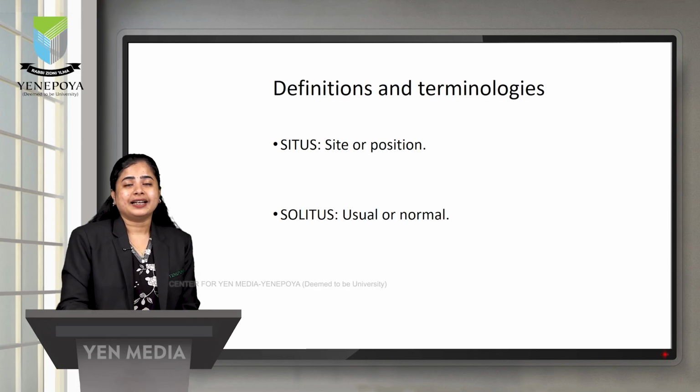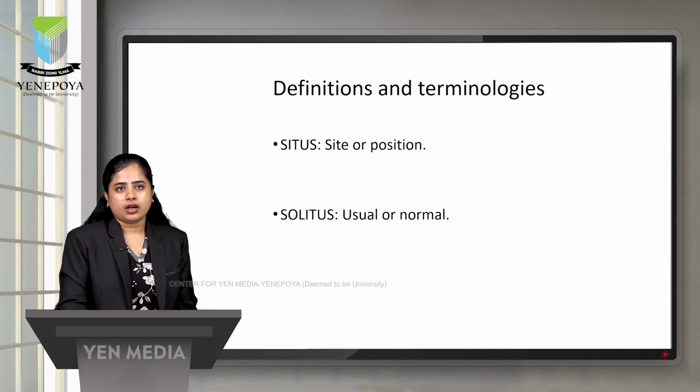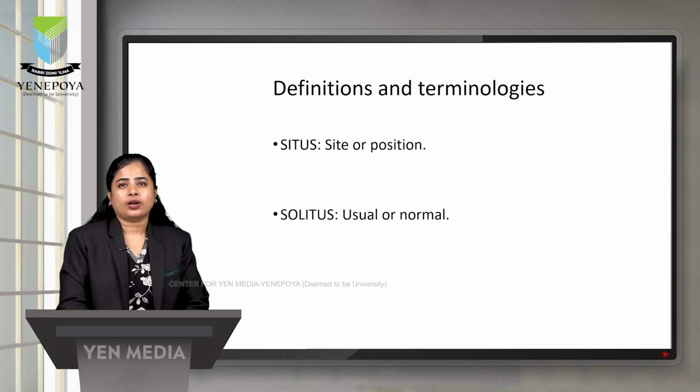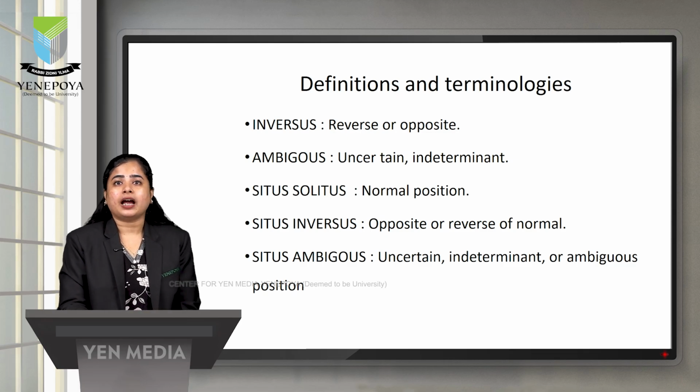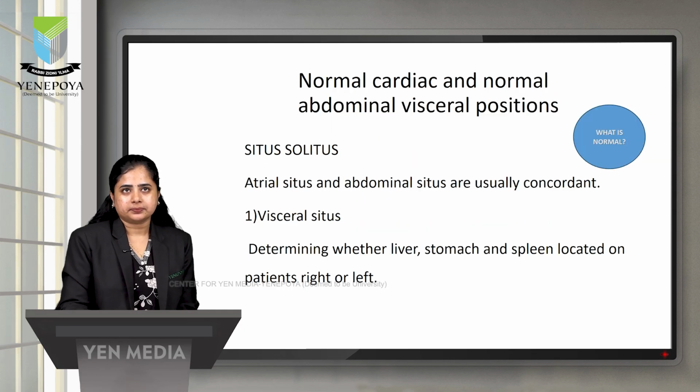What is situs? Situs is nothing but site or position. What is solitus? We can also pronounce it solitus. It is nothing but usual or normal, which is what we usually see. Coming to inversus, it is nothing but opposite or reverse of the normal. Ambiguous is nothing but that we cannot differentiate, it is indeterminate or uncertain. Combining these, situs solitus is normal position, situs inversus is opposite or reverse of normal, situs ambiguous is uncertain, indeterminate or ambiguous in position.